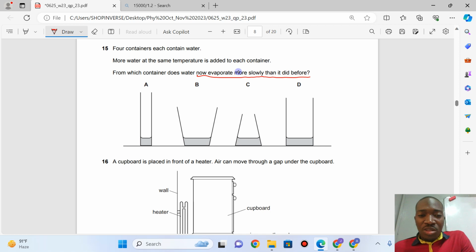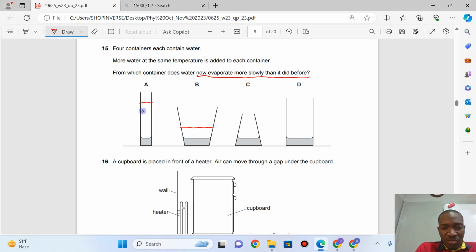Now, I want to consider the rate of evaporation here. Now, I want to add water to it so that the volume of water will increase. In which of these containers do you think water will now evaporate more slowly? Here, there's no mention. Factors that affect the rate of evaporation are temperature, surface area.